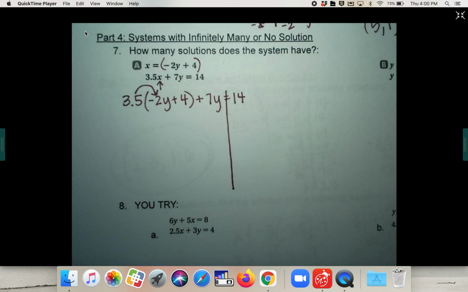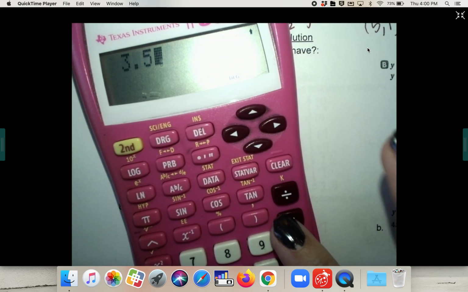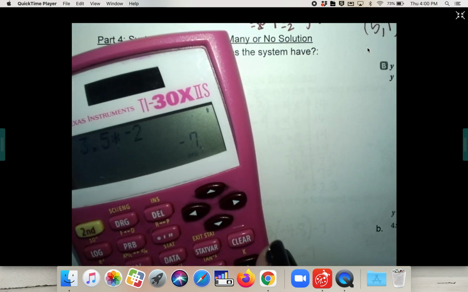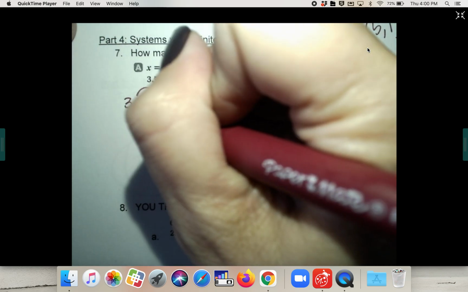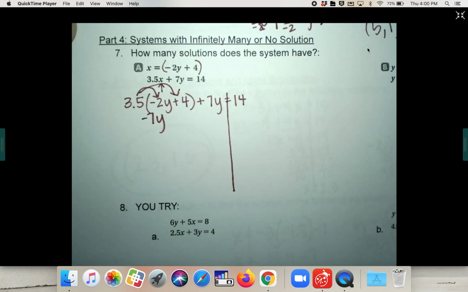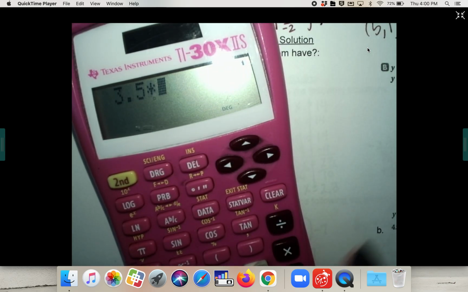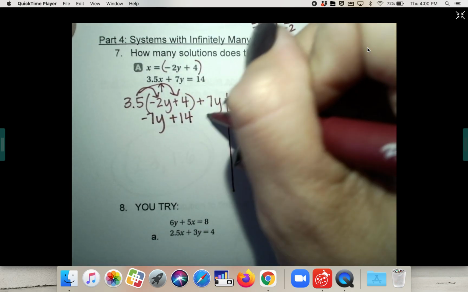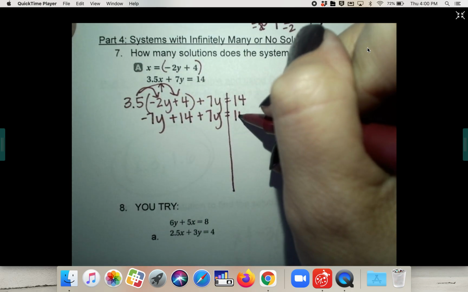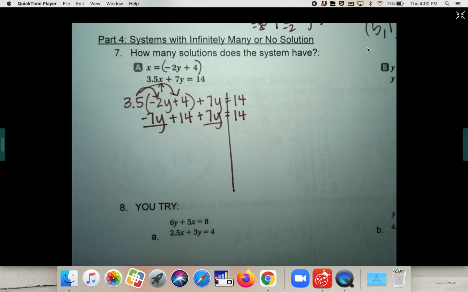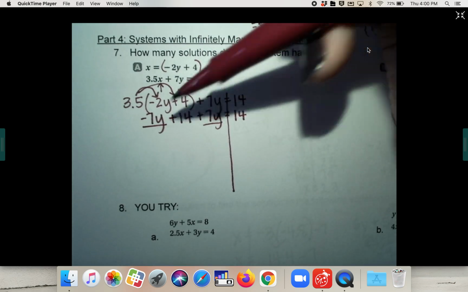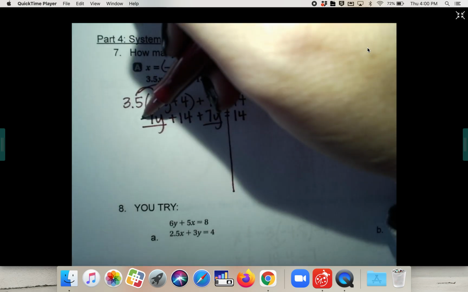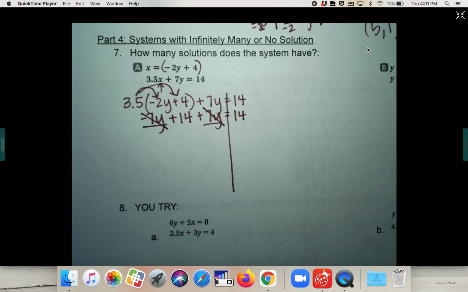3.5 times negative 2y. 3.5 times negative 2 is negative 7. So negative 7y, 3.5 times 4 is 14. So plus 14 plus 7y equals 14. These are like terms. Oh, what happens here? Negative 7y plus positive 7y. If these are opposites, negative 7 plus positive 7 is 0. So those cancel each other out.